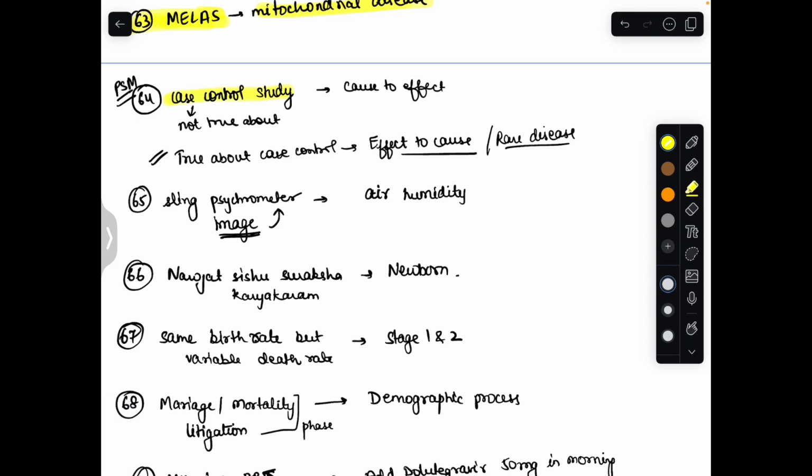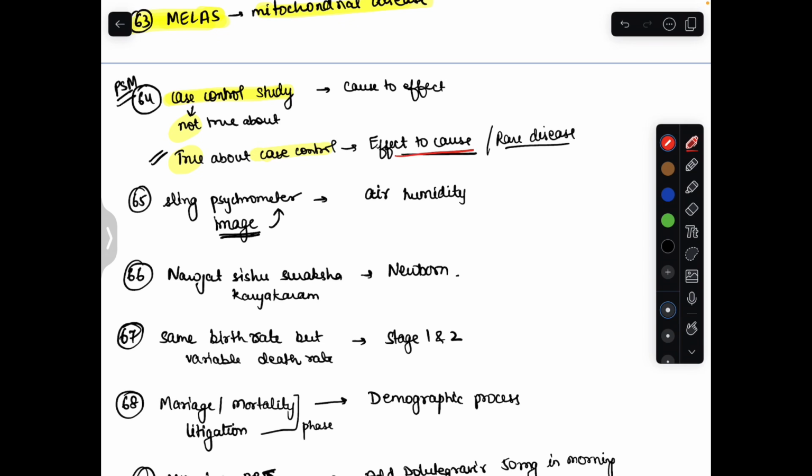Now for the 64th question, from here PSM will be started. There was a question about the case control study, and the question asked which one is true, and lots of options were there, like effect to cause, rare disease, and so on. Some students said the question mentioned "not true", but I said "true" was mentioned in the case control study, and all statements were incorrect. We have to select the correct one.